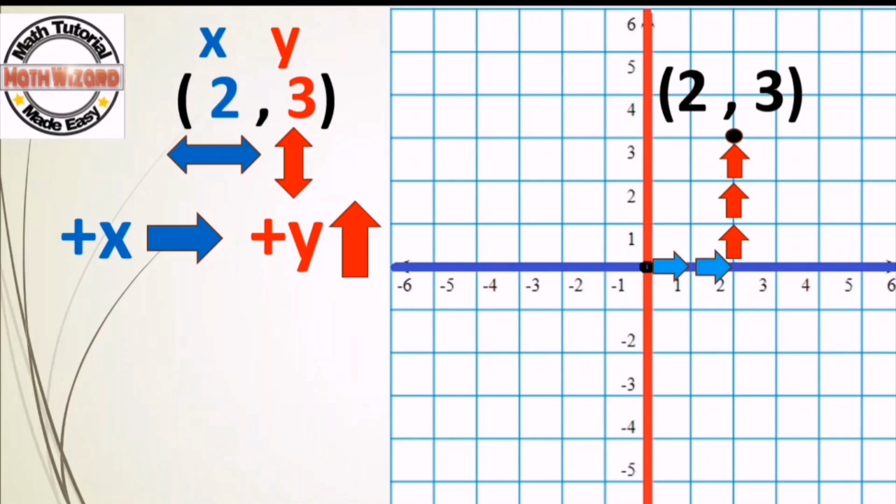So as we can see, x is positive and y is also positive. Therefore, we are in the first quadrant.